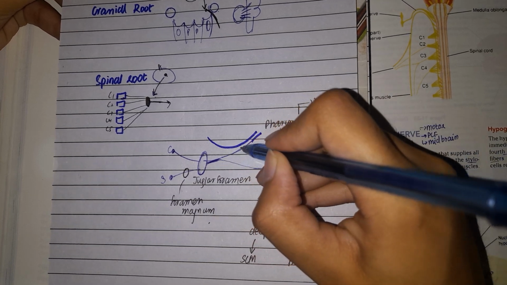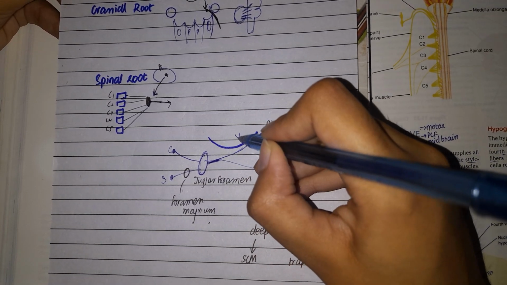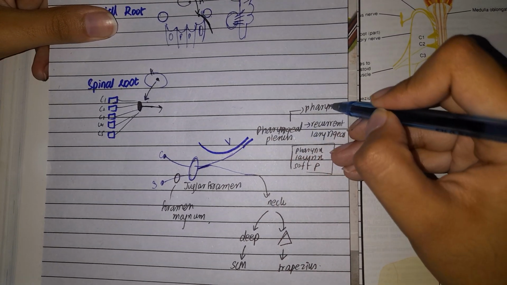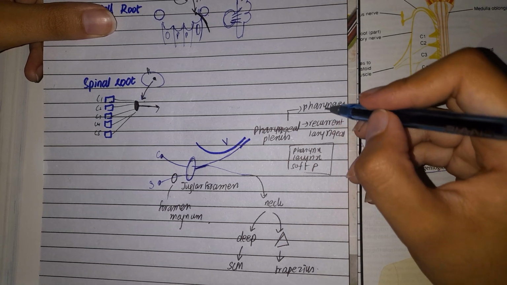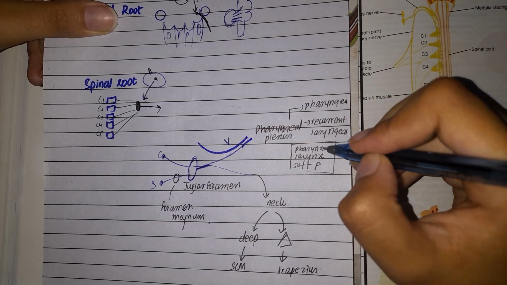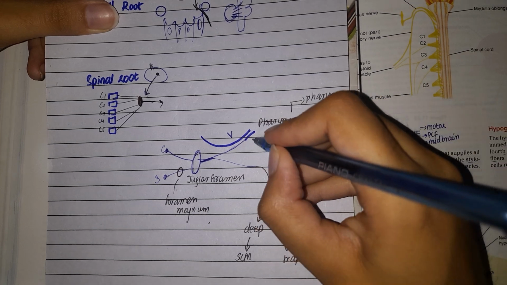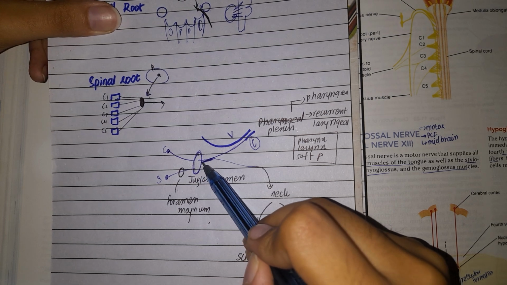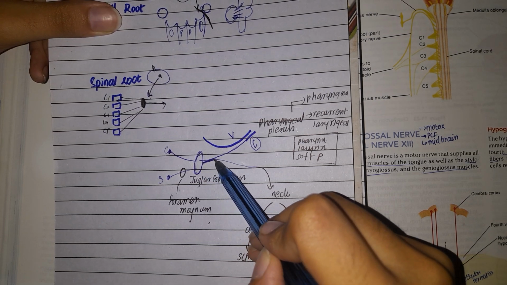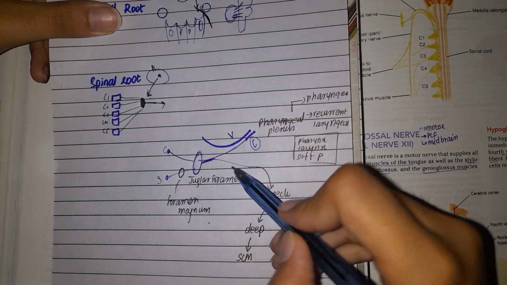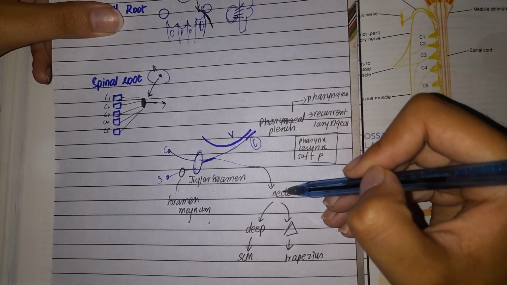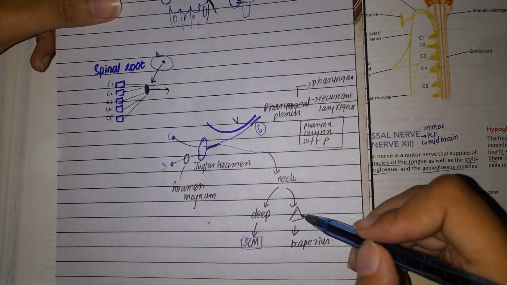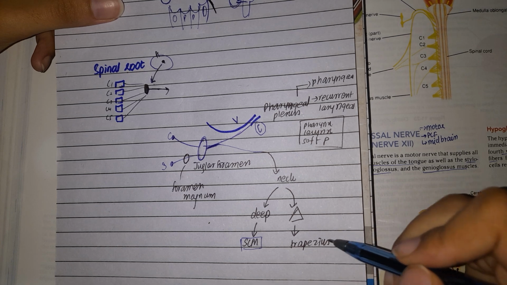But then the cranial root moves a little away, and it moves with the vagus nerve to form a part of the pharyngeal plexus, which supplies the pharyngeal as well as the recurrent laryngeal branches. These branches supply the pharynx, larynx, and the soft palate. This was the cranial root of the accessory nerve. Now the spinal root, after the jugular foramen, moves with the cranial root for some time. Then it moves downwards to the region of the neck. In the neck, if it goes deep, it supplies the sternocleidomastoid muscle. If it passes through a triangle, it supplies the trapezius muscle.